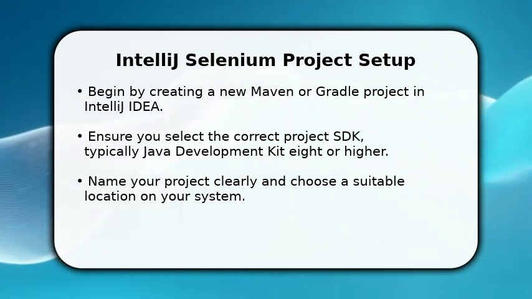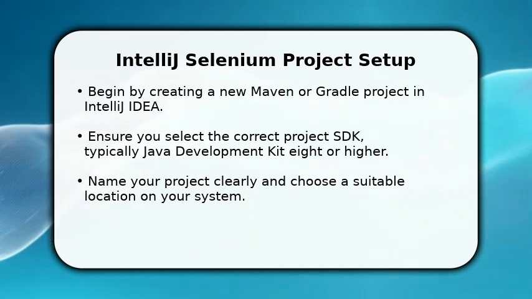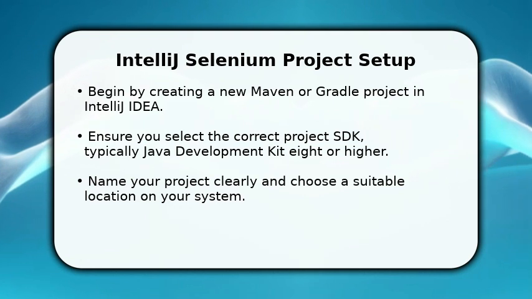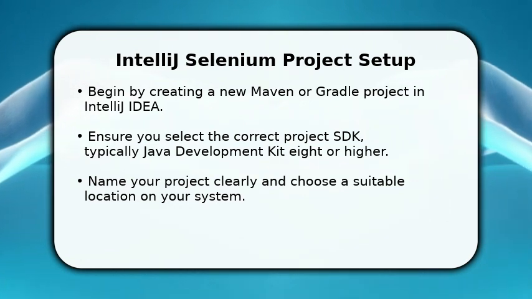Make sure you select a Java development kit, version 8 or newer, for optimal compatibility. Give your project a descriptive name and choose a convenient location to save it. This initial step lays the groundwork for all your automation efforts.